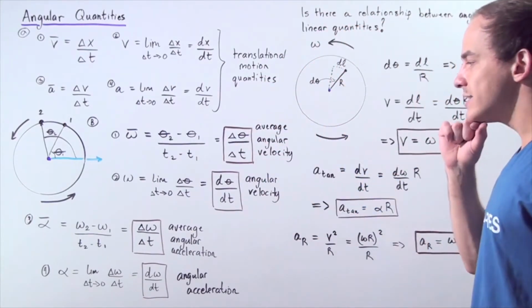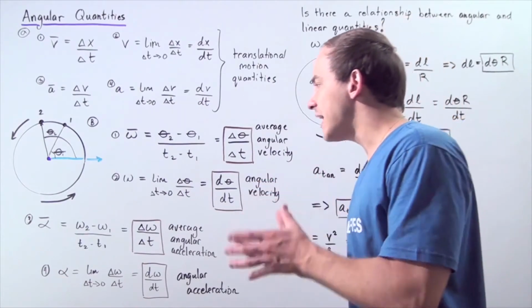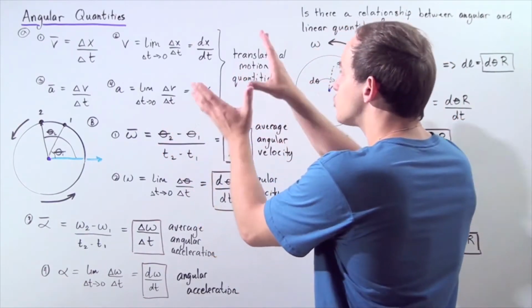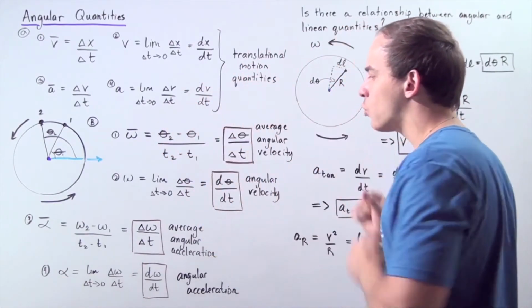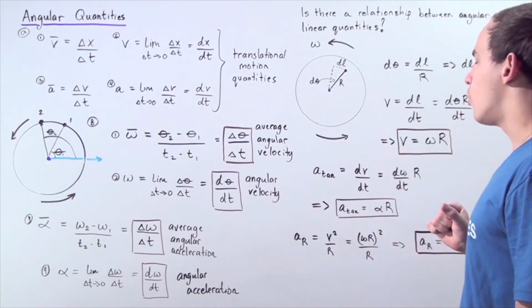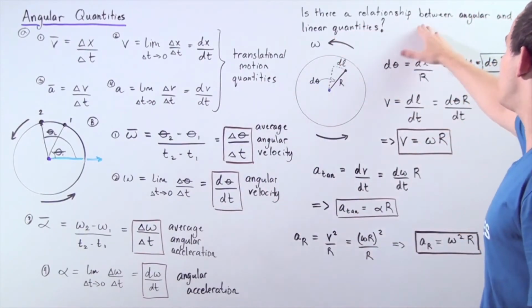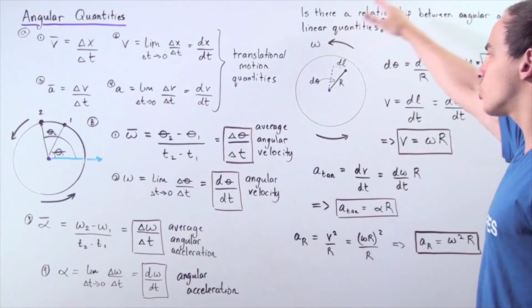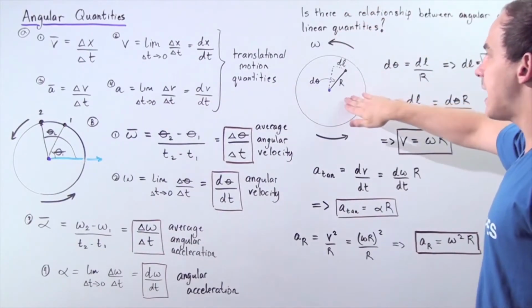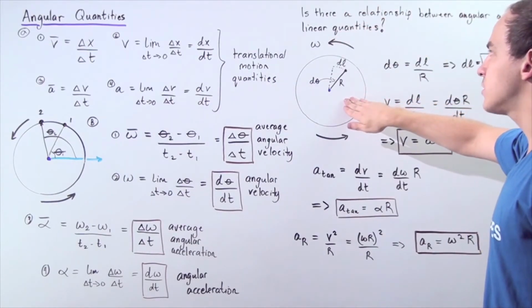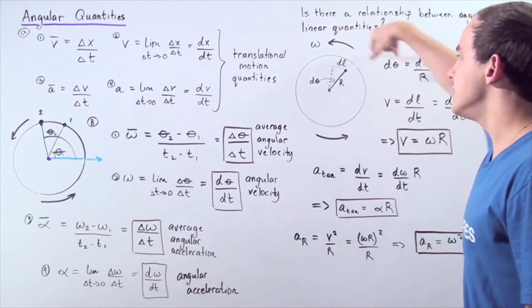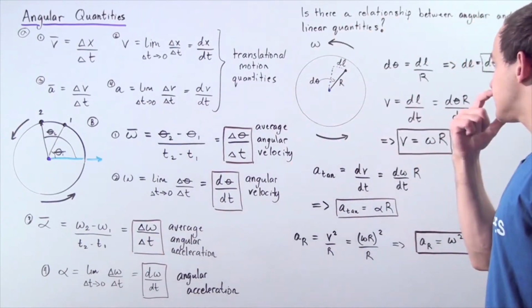Now, we want to find out if there's a relationship between the translational or linear quantities and angular quantities. So is there a relationship between angular and linear quantities? Let's examine the following object that's rotating in the counterclockwise, positive direction.